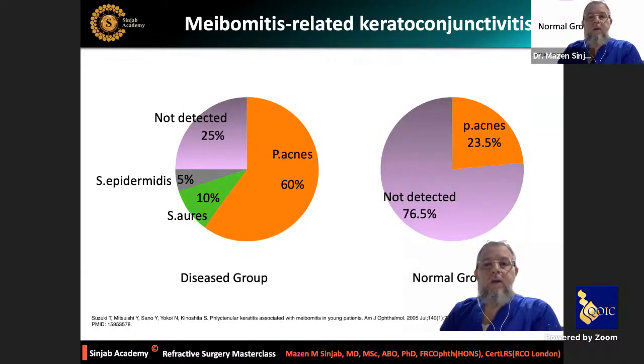In a very famous study regarding this disease, there were two groups, the normal group and the diseased group, and a comparison between these two groups. In the normal group, P. acnes was isolated in almost a quarter of the normal group, and in the rest, no pathogen was detected. On the other hand, in the diseased group, P. acnes was isolated in 60% of the patients, followed by aureus and followed by epidermidis, while no pathogen was detected in a quarter of the diseased group, which means that P. acnes should be the first pathogen to think of when we see such a problem.